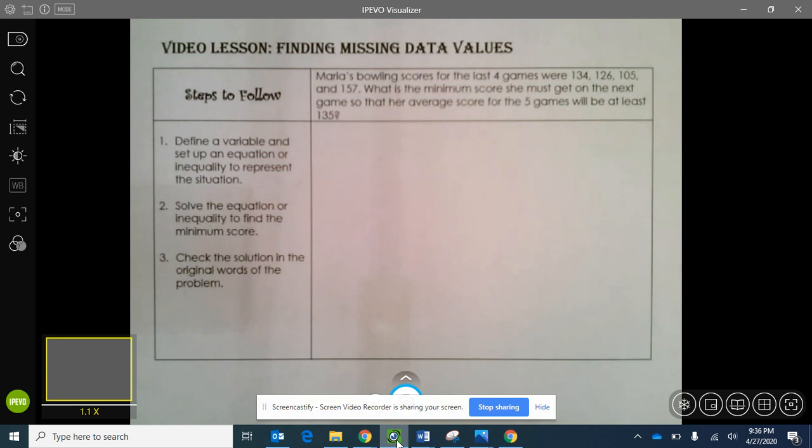Hi everyone. So we've been talking a lot about measures of center, and today we're going to focus on using measures of center to find a missing data value when you're given a data set. So let's take a look at our first example.